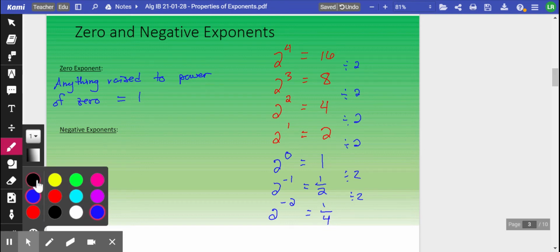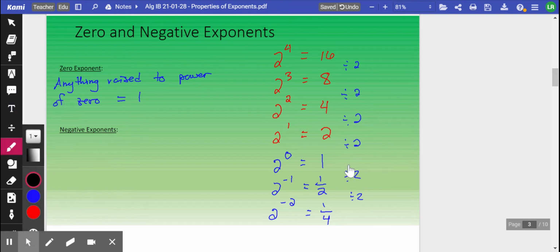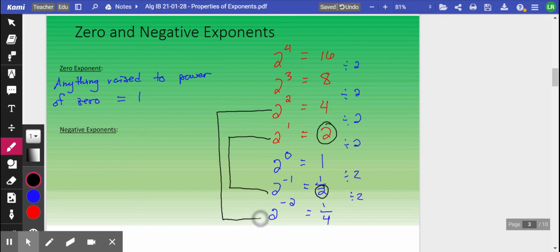What I want you to notice here is the connection between 2 to the first and 2 to the negative first. Notice where the 2 is. All 2 to the negative 1 does is move this 2 to the denominator. Same thing, look at 2 to the second, which is 4. 2 to the negative second is 1/4. So what does the negative exponent do?